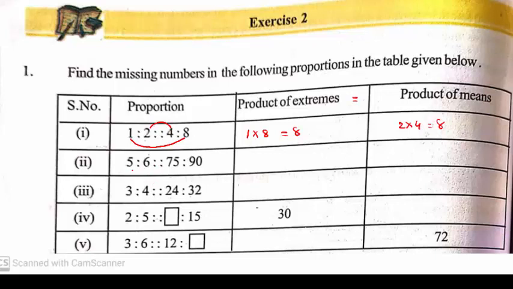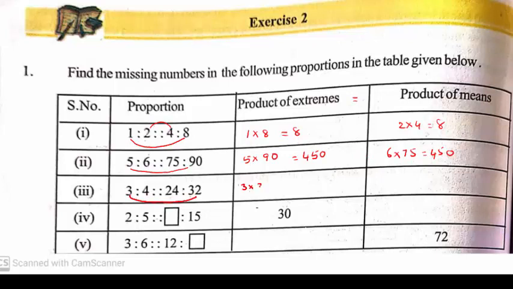Second, the product of extremes. What are the extremes? 5 and 90. Product 5 into 90 equals 450. The product of means: 6 into 75. 6 fives are 30, 0; 6 sevens are 42, 42 plus 3 is 45, 450. Here the product of extremes equals the product of means. So these are in proportion.